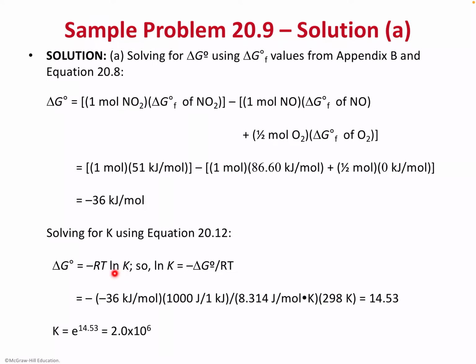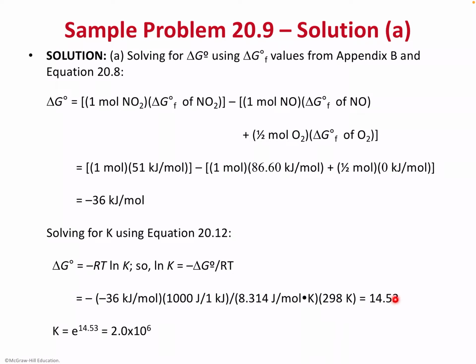So if you take ln K, that would be negative delta G naught over RT, and delta G naught is negative 36. This is kilojoules, so converting it to joules, and then you divide this by the gas constant 8.314 joules per mole per Kelvin, and then the temperature 298.